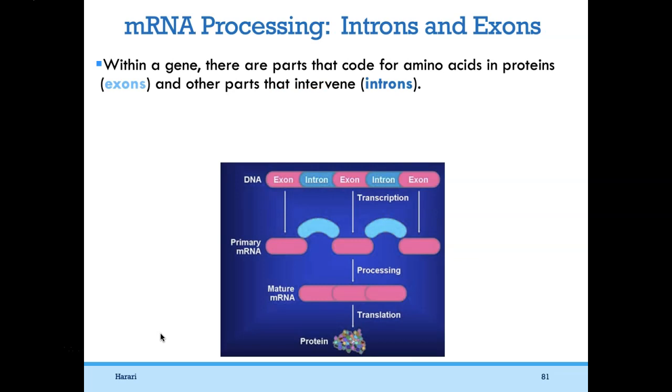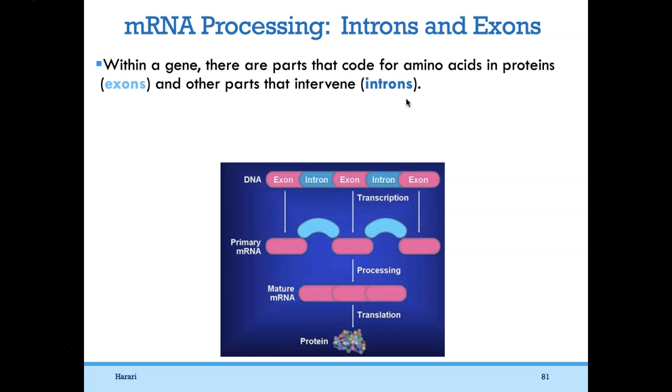Within every gene, there are parts that actually code for amino acids in the proteins, and there are parts that intervene. The parts that get expressed into proteins are called exons. Exons get expressed. Those are the protein coding regions. There are other parts of a gene that intervene, and those are called introns.